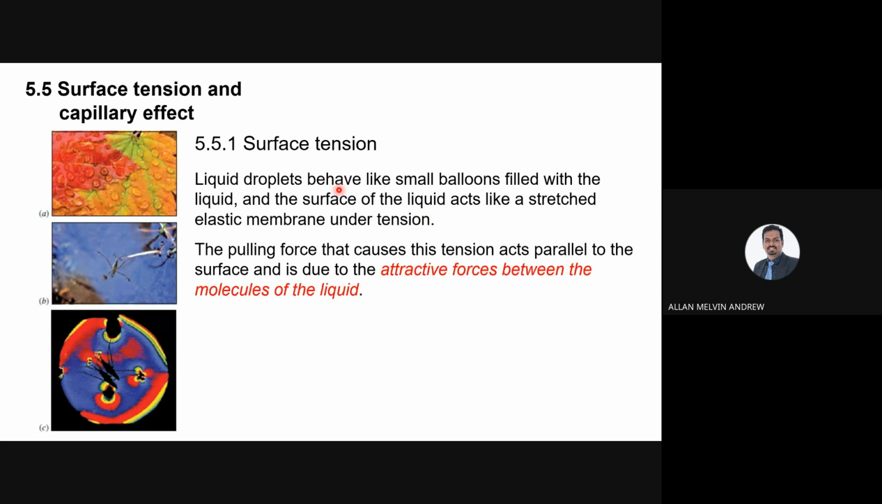The pulling force that causes this tension acts parallel to the surface and is due to the attractive force between the molecules of the fluid. I will show you another picture later. The top part of water or any fluid forms a layer on the surface. It happens because of the attractive force between the molecules of the liquid at the surface.